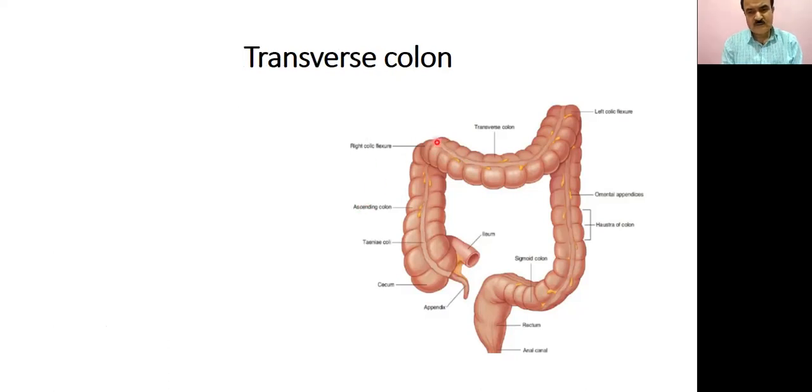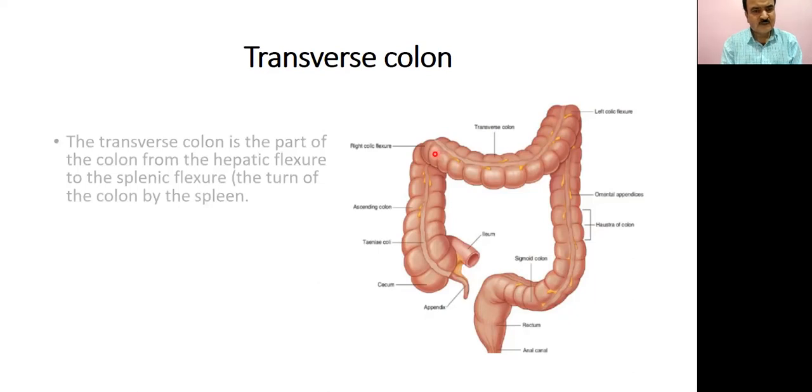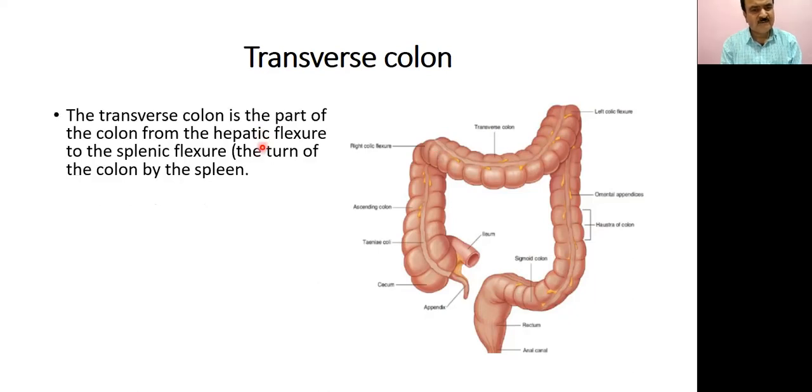Coming to the transverse colon, the longest part of the colon. The transverse colon is the part of the colon from the hepatic flexure to the splenic flexure. So from the hepatic flexure here, the transverse colon goes toward the left side and then reaches here to the spleen, where it bends downwards acutely, forming the splenic flexure.